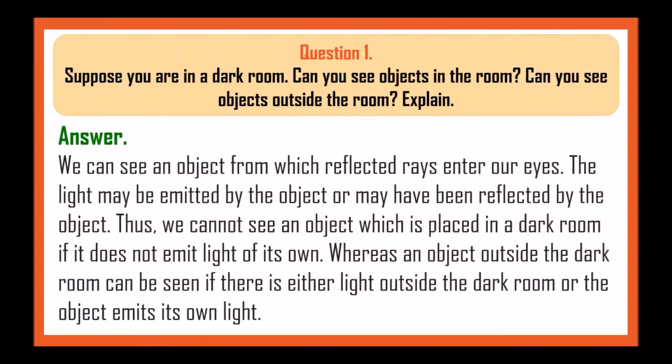First question: Suppose you are in a dark room. Can you see objects in the room? Can you see objects outside the room? Explain. We can see an object when reflected rays enter our eye. The light may be emitted by the object or may have been reflected by the object. Thus, we cannot see an object which is placed in a dark room if it does not emit light on its own. Whereas an object outside the dark room can be seen if there is either light outside the dark room or the object emits its own light.